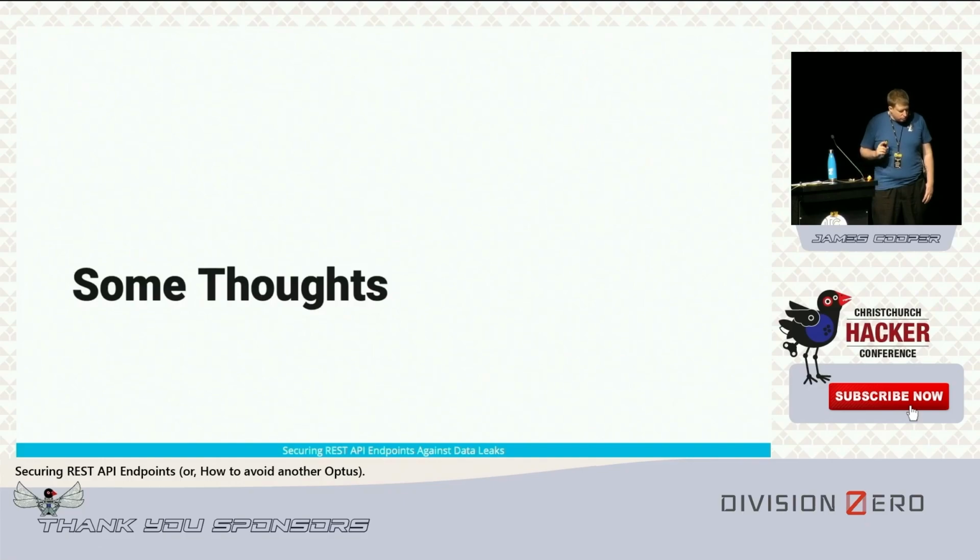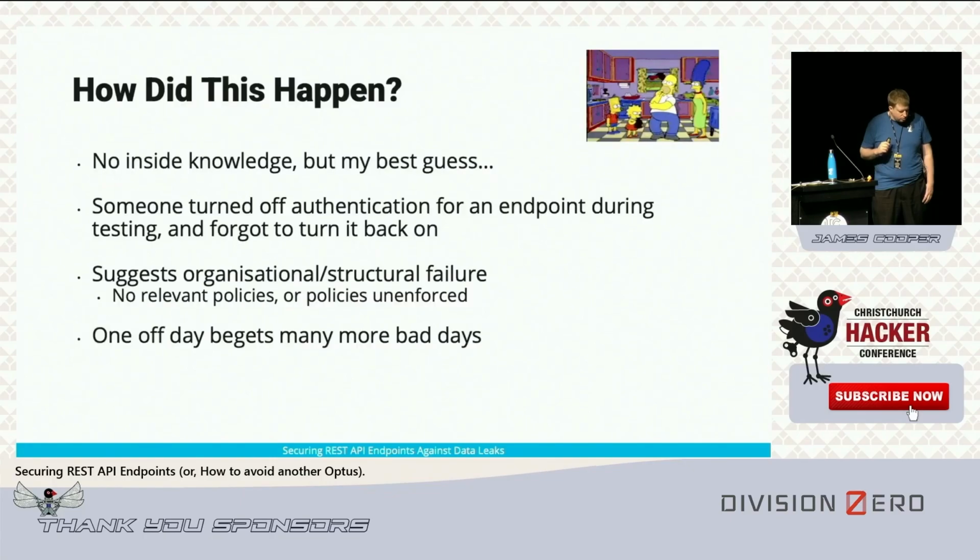Right, okay. So some thoughts from me about this. So how did it happen? I honestly have no inside knowledge. My best guess, based on what I read in the media, was that basically someone probably turned off the authentication requirements for a particular API endpoint while they were testing or something, and then just forgot to turn it back on, which, unfortunately can happen.